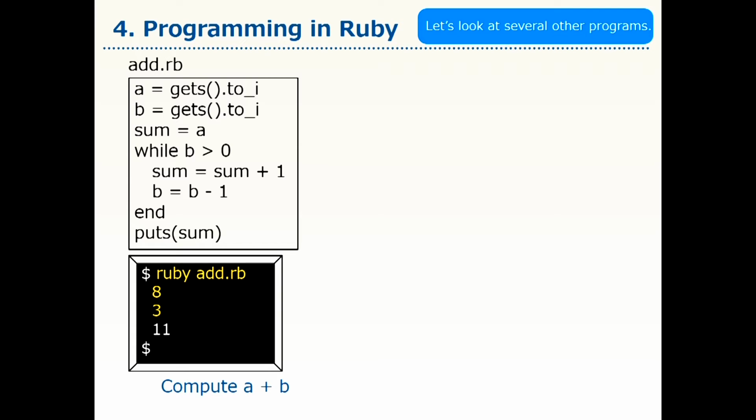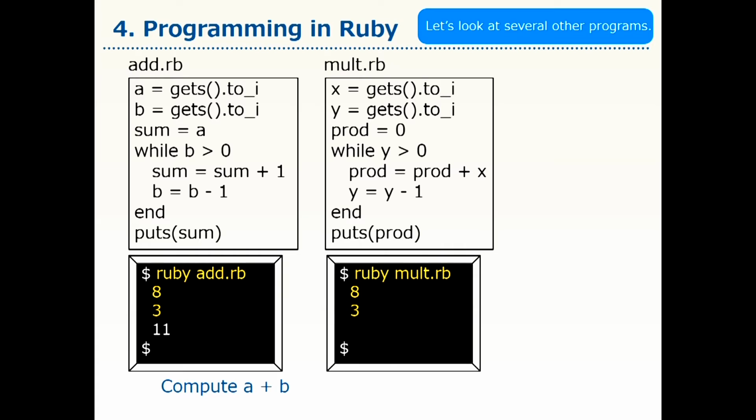Let's look at several other programs. This is a program at.rb that we have learned about. It takes an input data, for example, 8 and 3, and computes 8 plus 3. Here is a similar program. They have a strong resemblance.